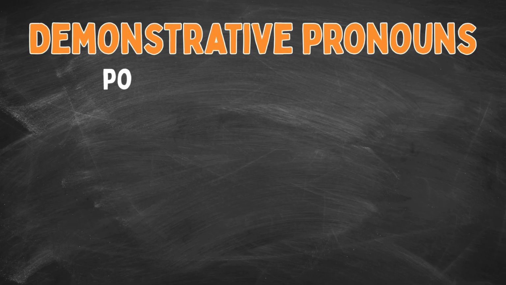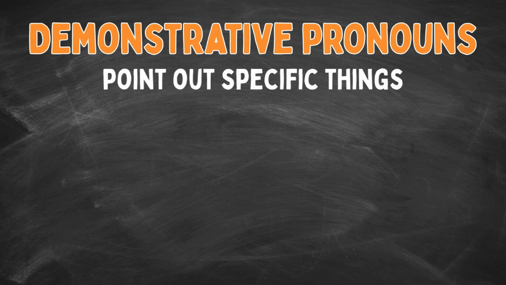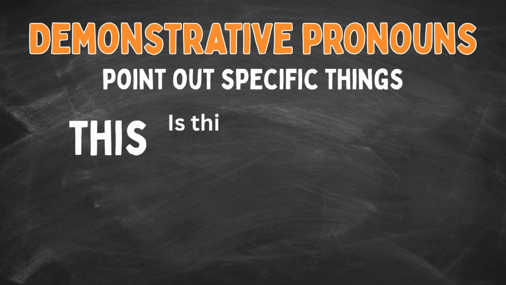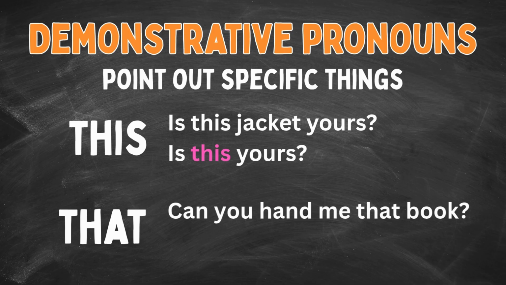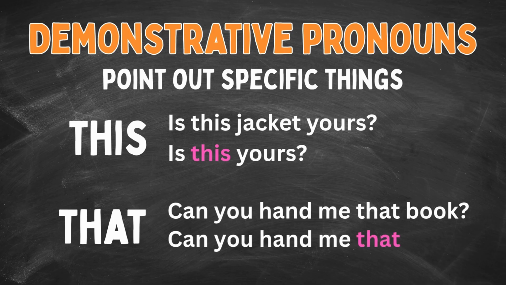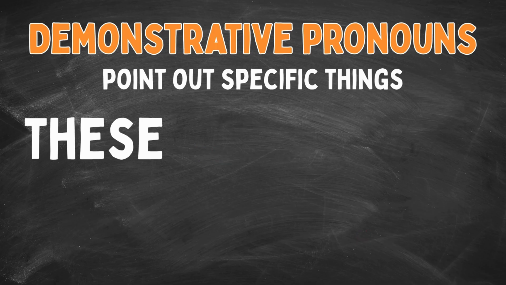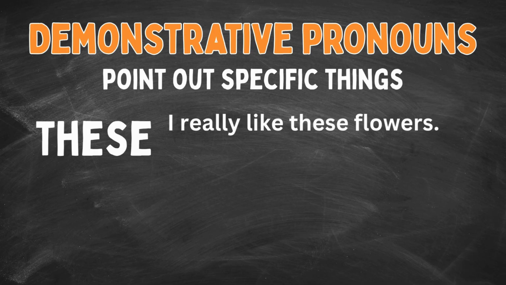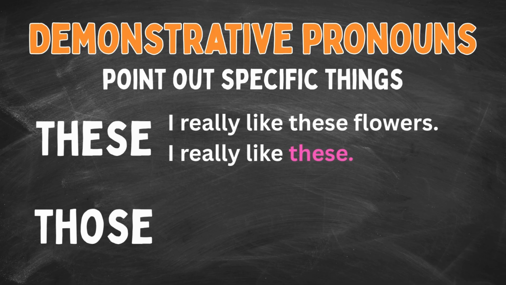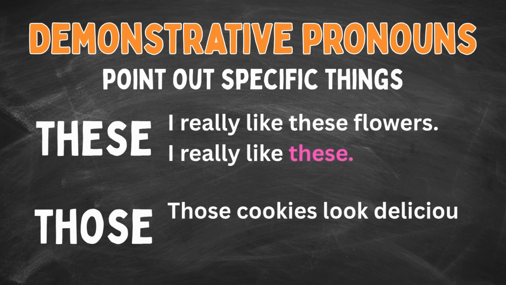Demonstrative pronouns. They point out specific things. For example, this. Is this jacket yours? Is this yours? That. Can you hand me that book? Can you hand me that? These. I really like these flowers. I really like these. Those. Those cookies look delicious. Those look delicious.